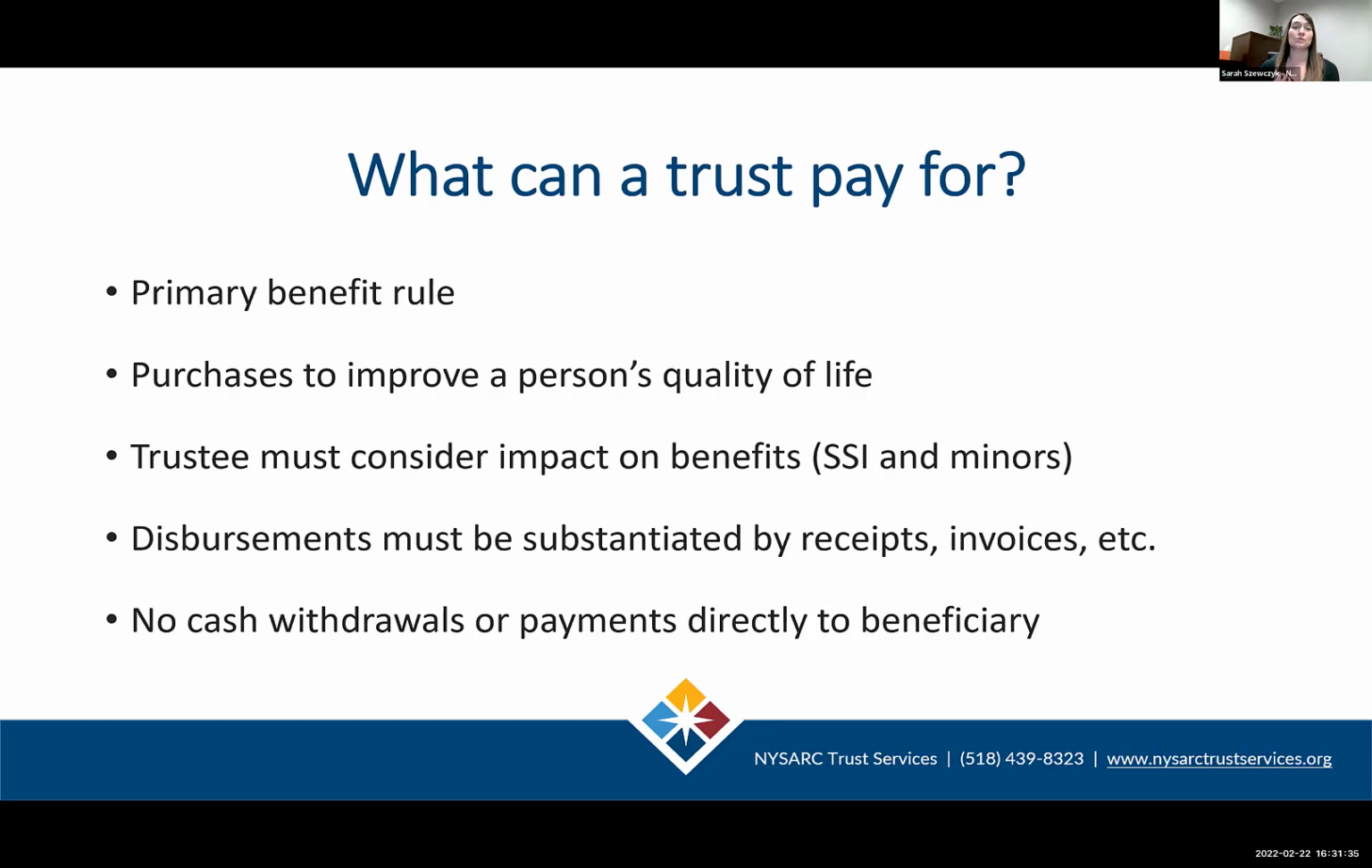When you want to use the trust to pay for an expense or a service, we need to see some documentation of what that item or purchase is for, primarily to make sure that it is for our beneficiary and to ensure that we have the appropriate documentation to show proof of what we're paying for out of the trust. In the event that Medicaid or SSI wants to see that at some point in the future, we need to have that documentation. And we cannot make cash withdrawals or payments directly to the beneficiary from the trust.